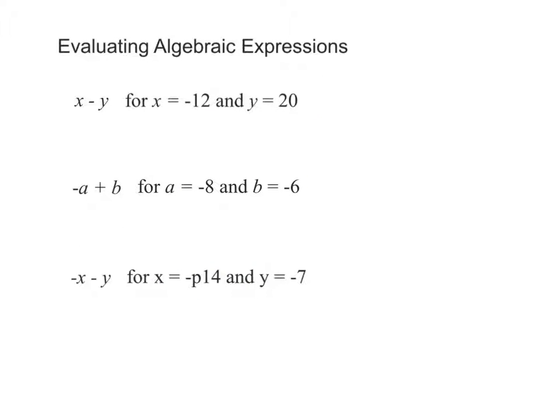For the last part, we want to work on evaluating algebraic expressions that contain positive and negative integers. For all of these, you're going to be given an algebraic expression and then some values to substitute in for them. The first one is x minus y. X is negative 12 and y is 20. So I'm going to do a substitution. Instead of writing x, I'll replace it with negative 12. Instead of writing y, I'm going to replace it with 20.